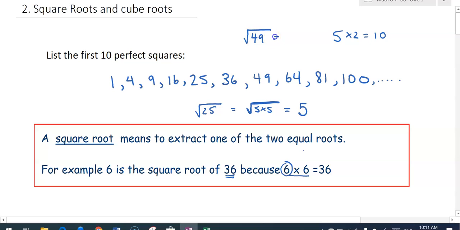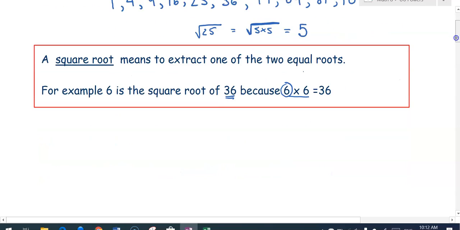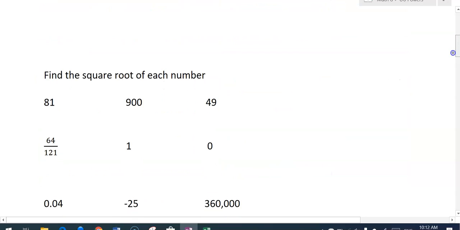So the square root of 49 tells me to take one of two equal roots. Well, the two equal roots are 7, so one of those is 7. So when you apply the operation, you no longer write the operation. You just write 7. Same thing here. Once you multiply by 2, you just write what the number becomes, and you do not write the operation anymore because you have applied the operation to your number. All right, so let's practice taking some square roots.